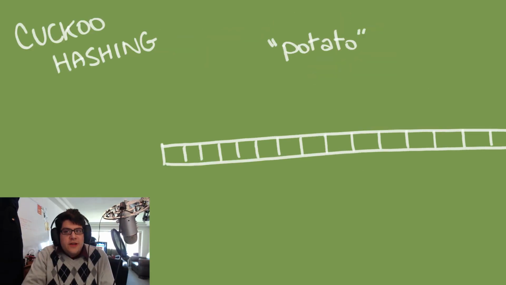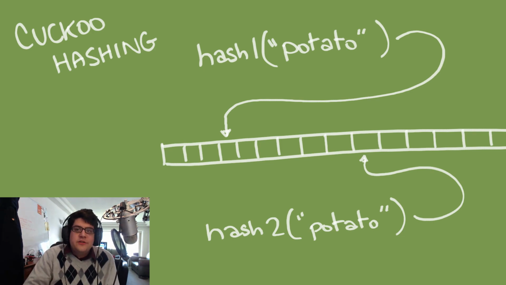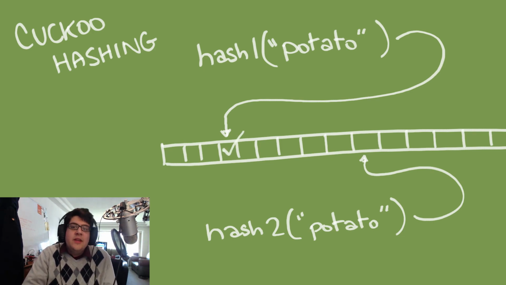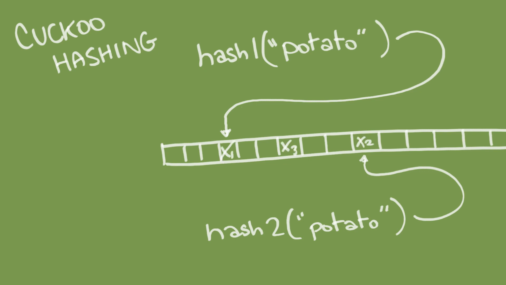When inserting a value using cuckoo hashing, we hash the initial value twice, with two different hash functions, giving us two different locations in the table. If the first location is empty, we place the value there. If the first location is full, but the second location is empty, we place the value in the second location. If both locations are full, we place our value in the first location, bumping the existing item out of the way.